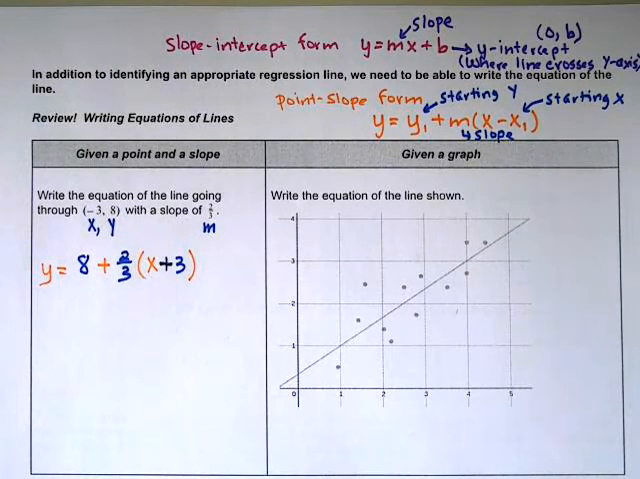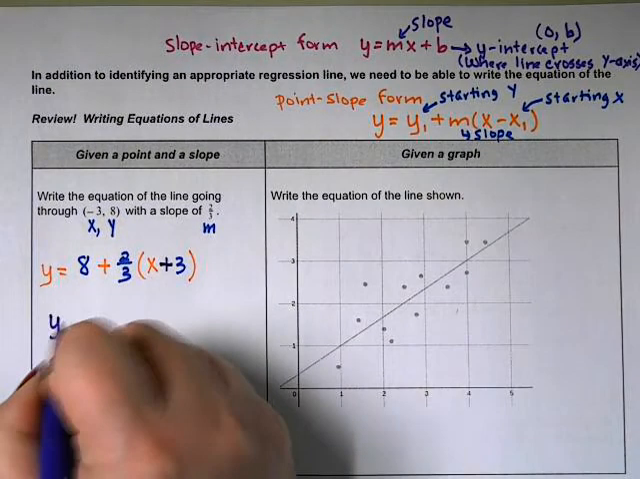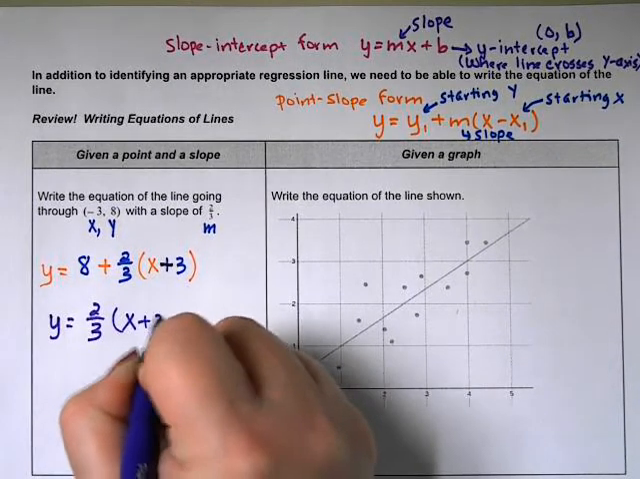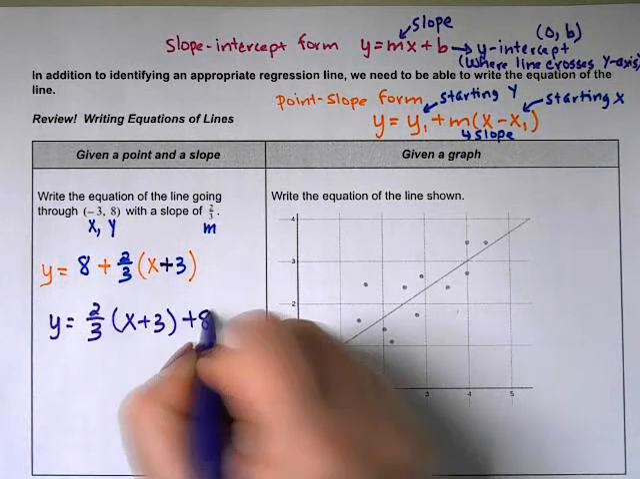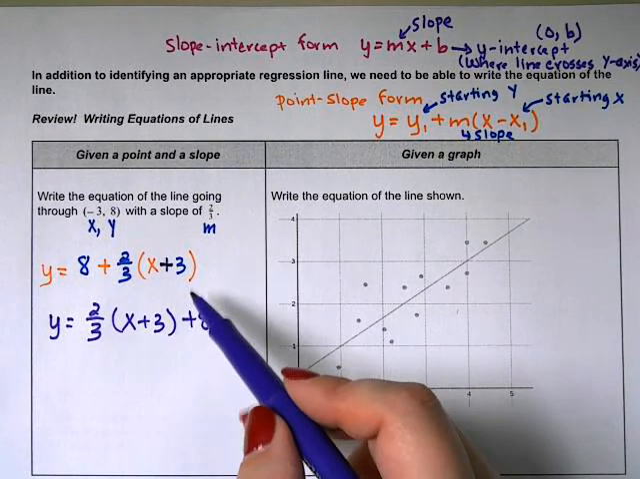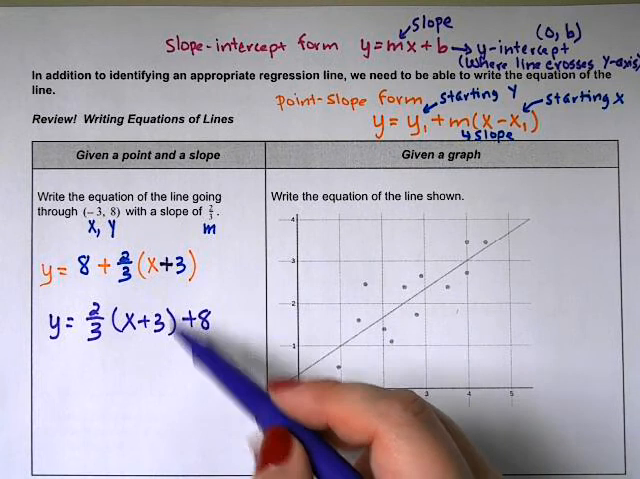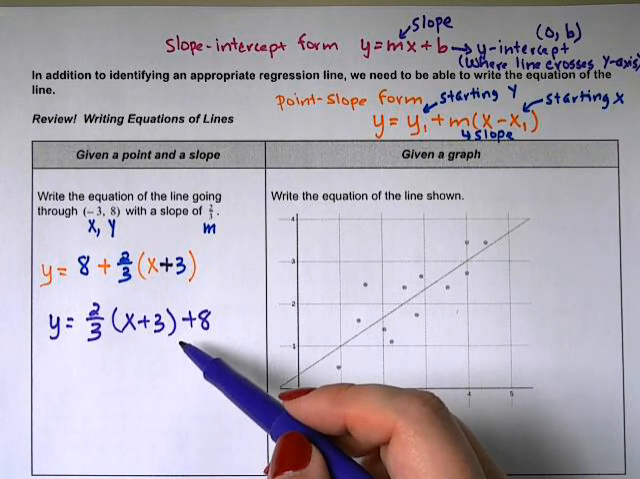And so you can write it either that way, or some of you might go and write it this way, 2/3 x plus 3, and put that +8 at the back. It does not matter to me which way you write it, but you have to be comfortable seeing both equations, so you should probably be comfortable writing both equations as well.